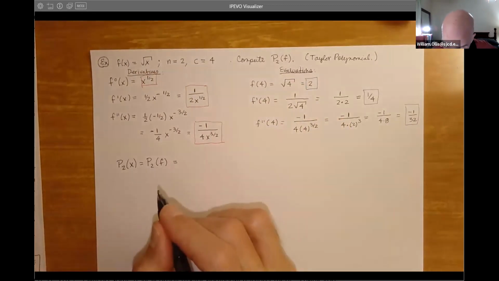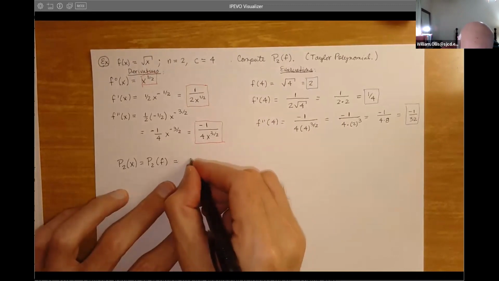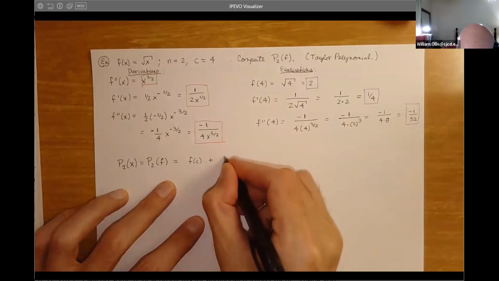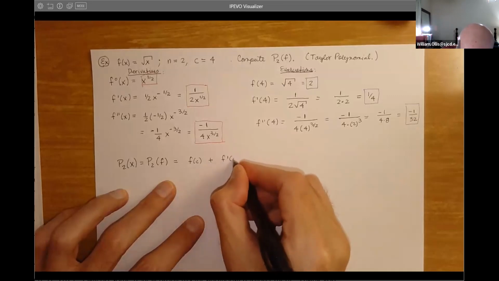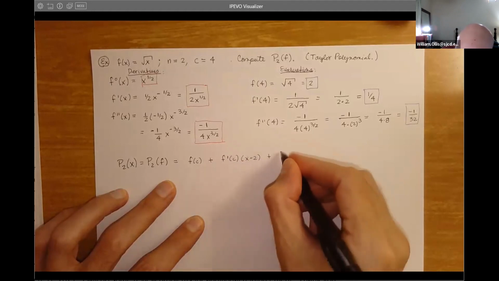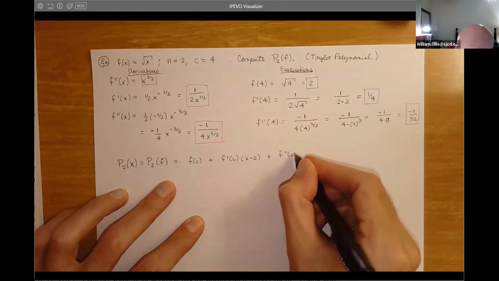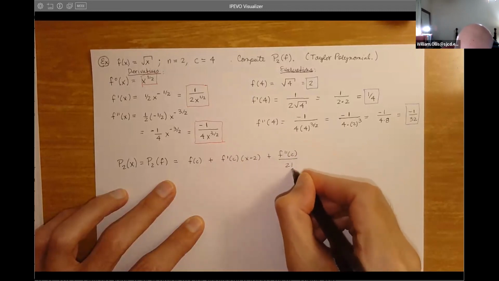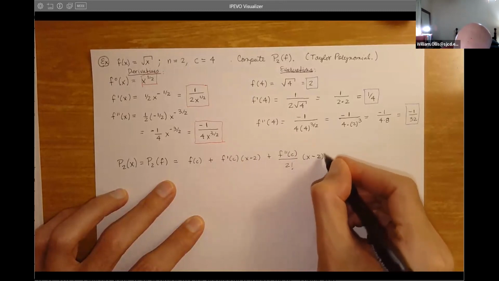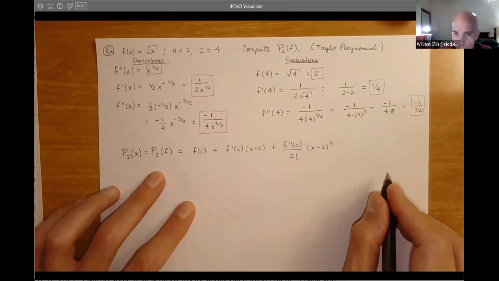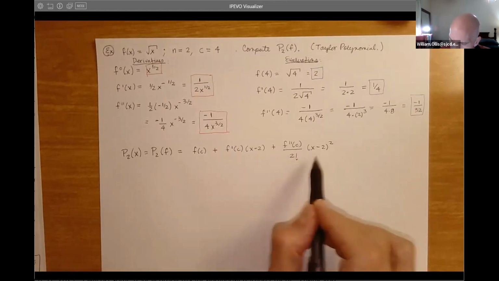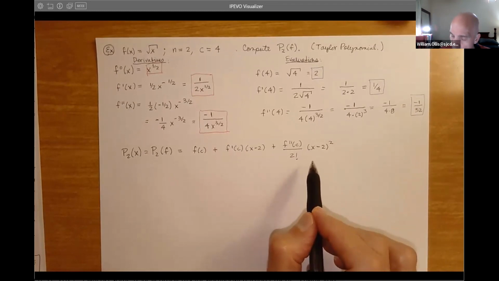So now in this particular case, let's write down what this is going to be. This is going to be f of c plus f prime of c times x minus c plus f double prime of c over 2 factorial times x minus c quantity squared. So this is what I was telling you before. We get more algebra, we get more stuff here, so we have to be a little bit more careful.